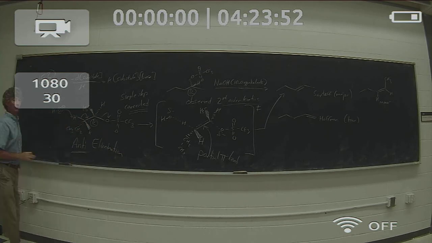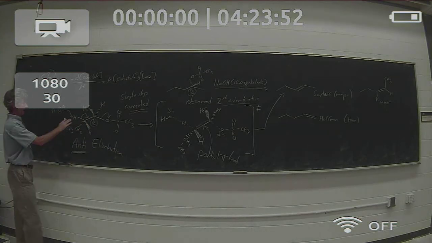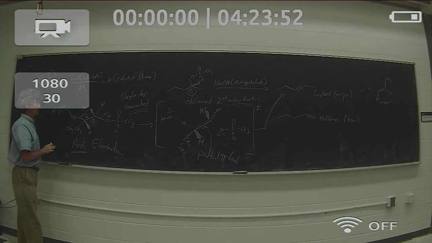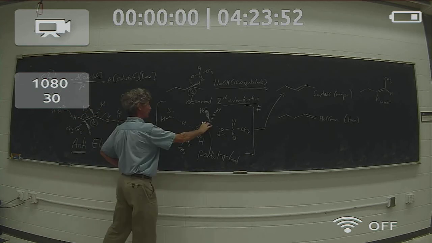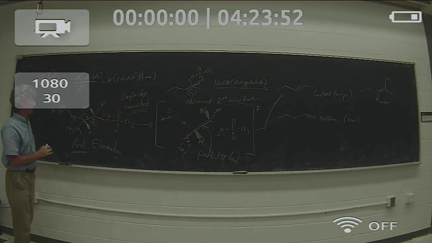The hydrogen that's removed from the beta carbon has to be what we call anti-periplanar to the leaving group. So it's got to be in the same plane, because the two p orbitals that are forming have to be at an overlap to form the partial pi bond, and it has to be in an anti-conformation.